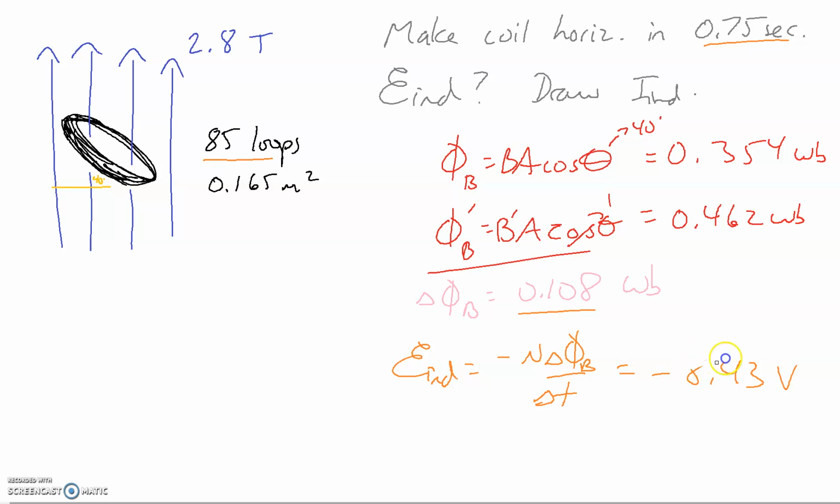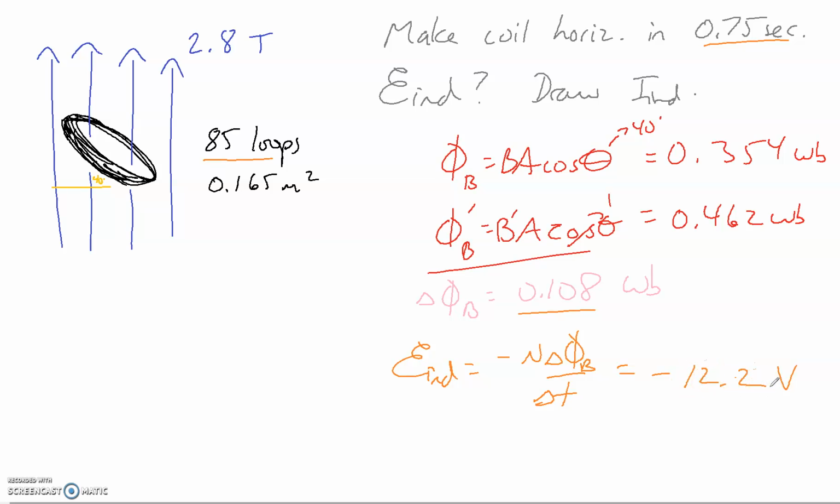No, nope, sorry, that's wrong. The wrong number was sitting in my calculator display when we punched it all out. Okay, so let's try this again. We've got the 85 loops, and we're going to times that by the 0.108. Okay, that's fine, and then we'll divide by that 0.75. Oh, it should be bigger, yeah. So we got around negative 12.2 volts. Okay, that's a little better.